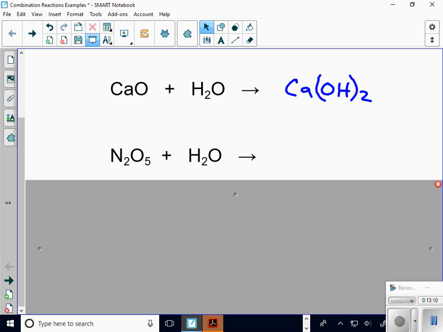Now looking at my synthesis combination reactions, how many of them are dealing with water? 2 of them. So I've already got this narrowed down, it can only be 2 or 3, right? Which one is this? Is this 2 or is this 3? It's number 2, right? Because I have a nonmetal oxide with water. And that tells me that I am making an oxyacid.